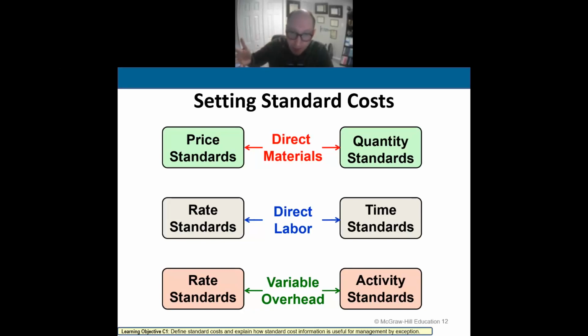so let's say we have a garment factory. In our garment factory, we have sewing machine operators, and we say, okay, the average sewing machine operator at my garment factory makes $12 an hour. That $12 an hour becomes the standard rate.